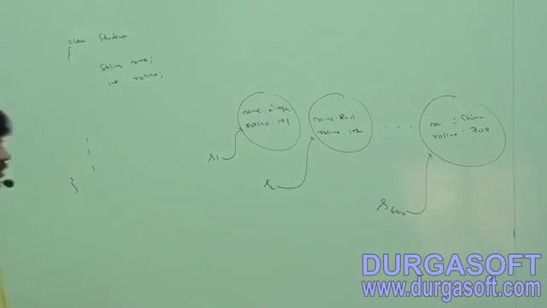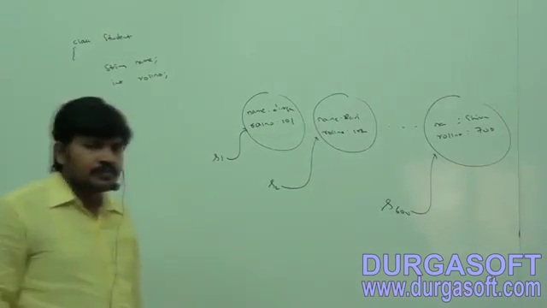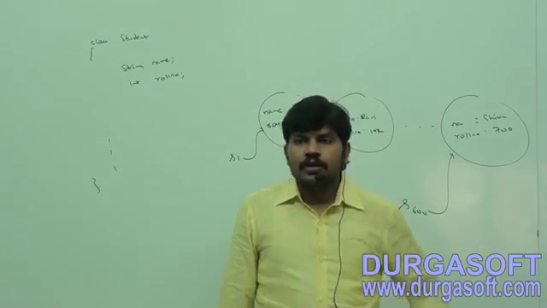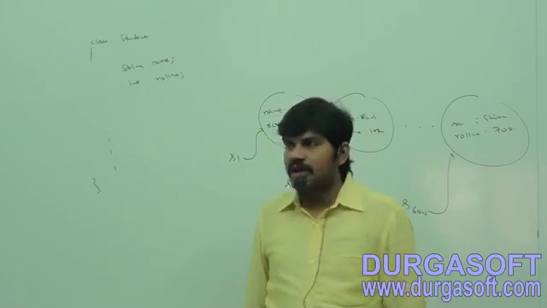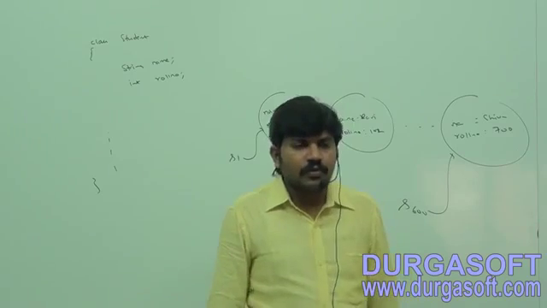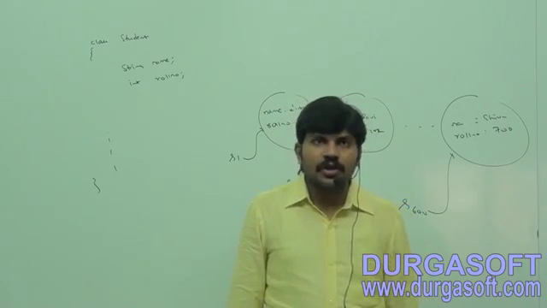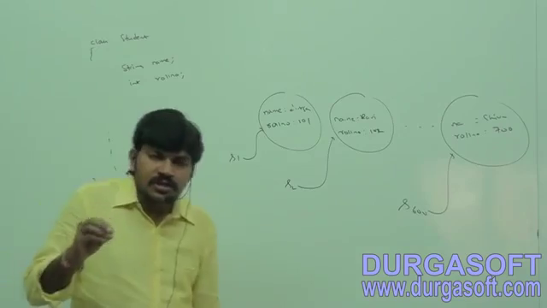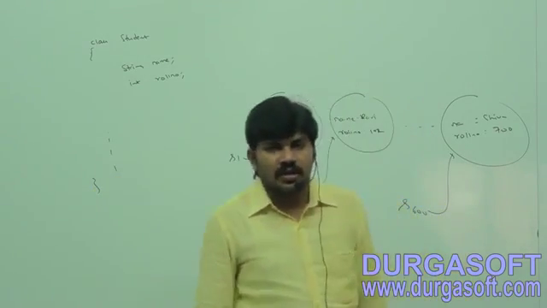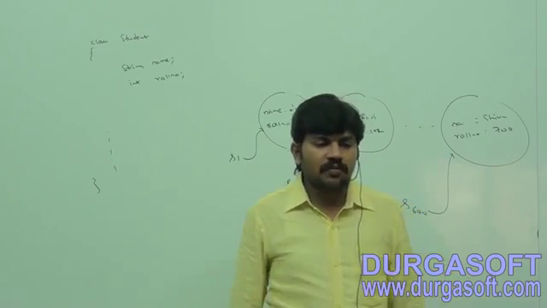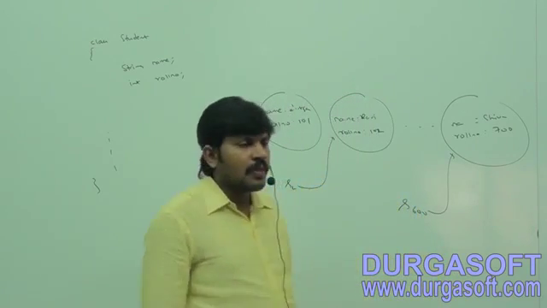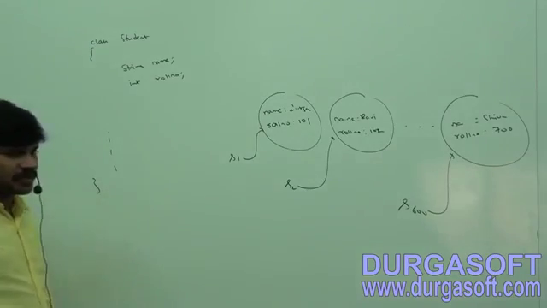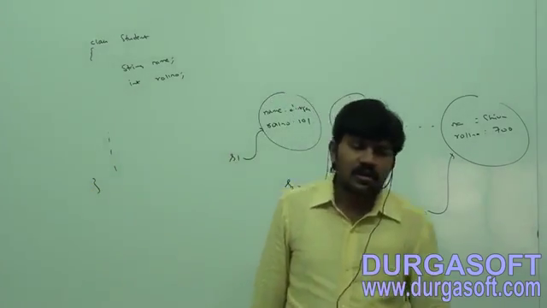If the value of a variable varies from object to object, such variables are called instance variables.